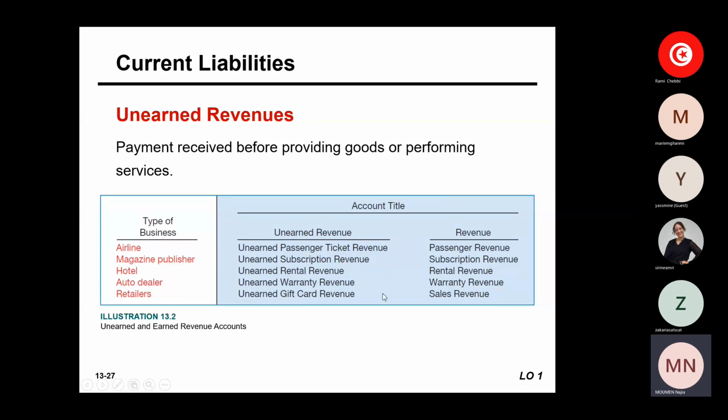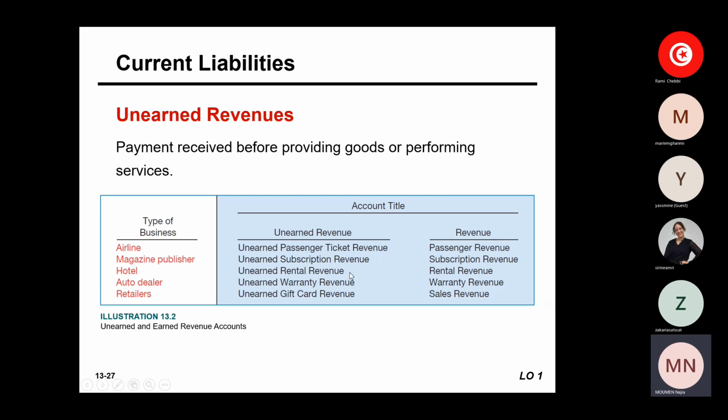Once we perform. So, for example, when the passenger takes the flight, it's no longer unearned. The performance obligation is already satisfied. We already performed the service for that client. Then we should record it as passenger revenue. Once the customer receives the magazine volume, it will be recorded as subscription revenues and no longer unearned revenues.